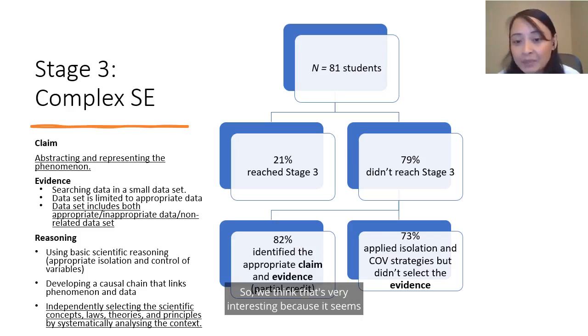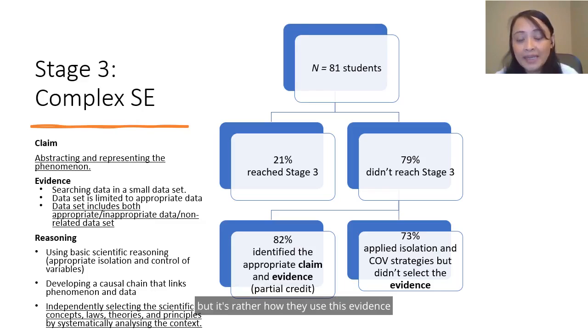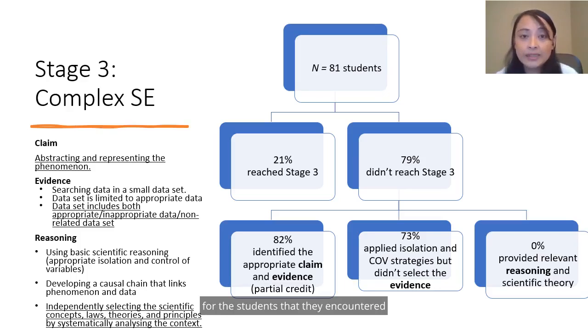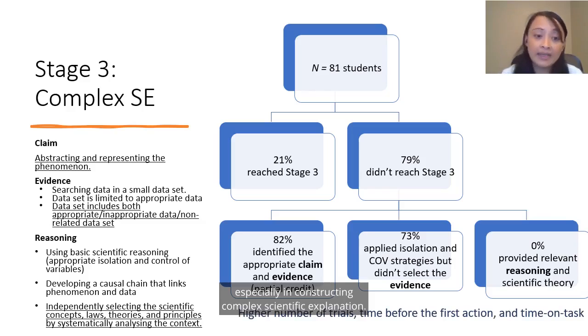So we think that's very interesting, because it seems that generating evidence is not the most difficult challenge for these students. It's rather how they use this evidence to support the claim, and of course how they can explain the reasoning that provides the relationship between the claim and evidence, as well as provide relevant scientific theory to support this relationship between their claim and evidence. These two aspects were the most significant challenges these students encountered when they solved this problem, especially in constructing complex scientific explanation.